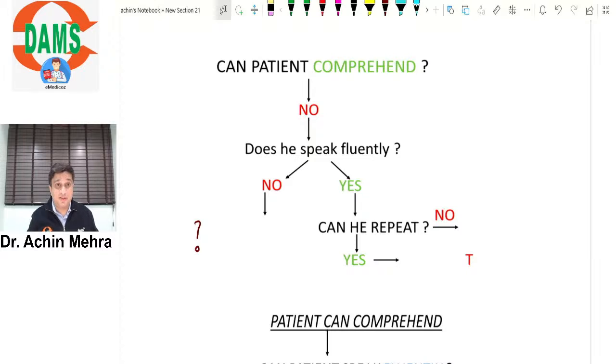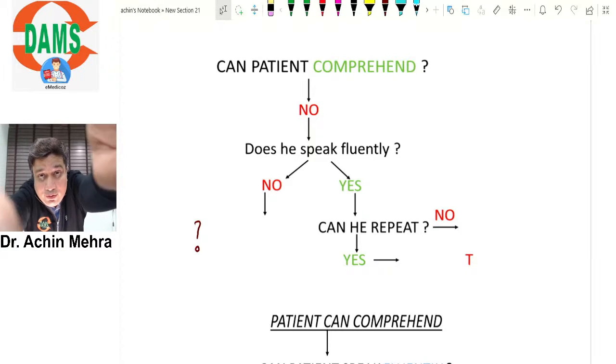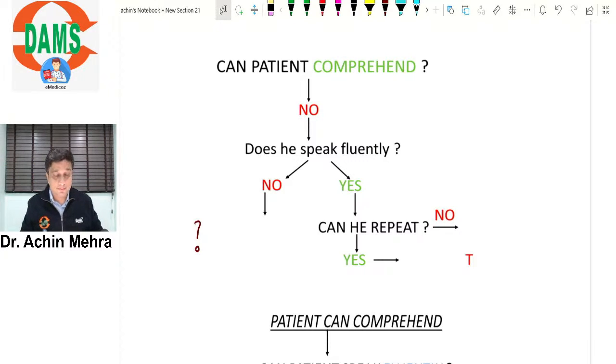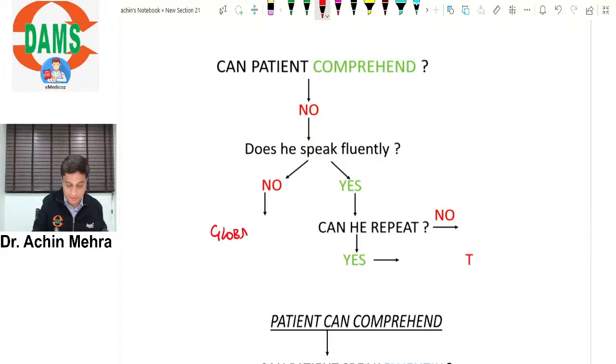Tell me something which we don't know. Okay. Cannot understand, cannot speak. Simple. Transcortical. The answer for this is total gone. What are you thinking? Global aphasia.